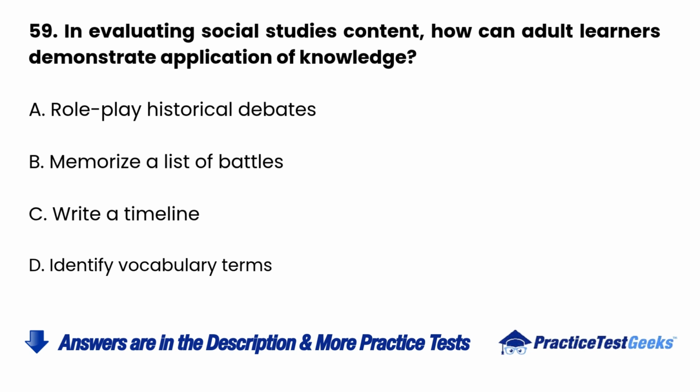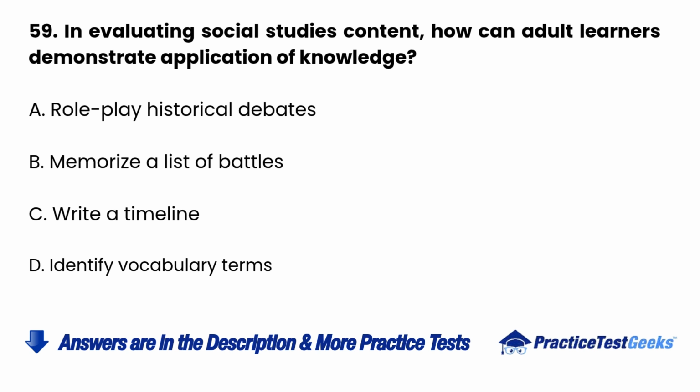59. In evaluating social studies content, how can adult learners demonstrate application of knowledge? A. Role-play historical debates. B. Memorize a list of battles. C. Write a timeline.